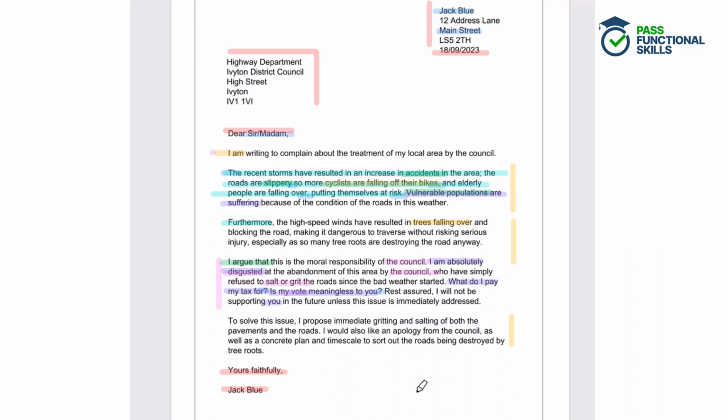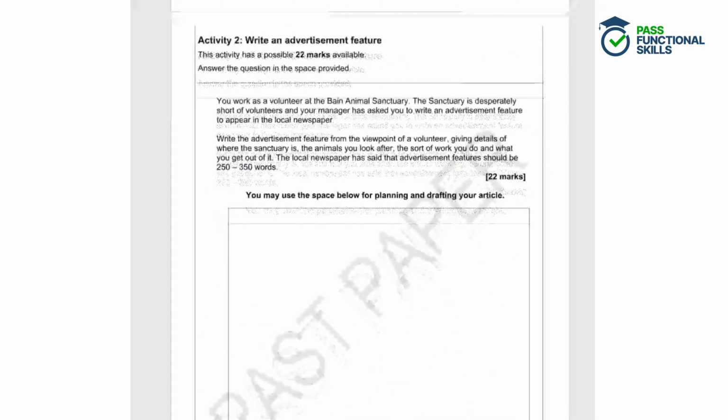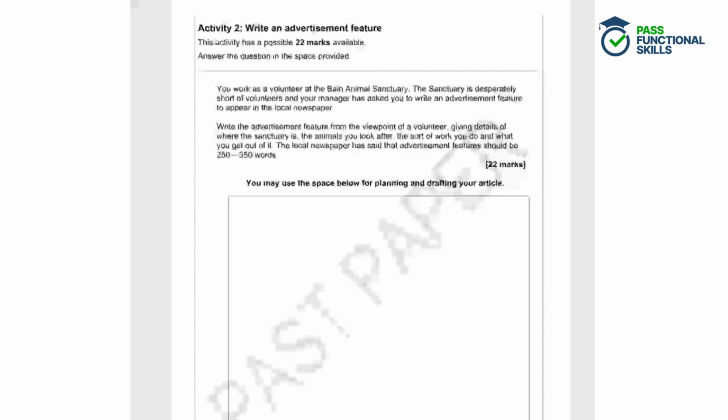So now you've seen this example, try writing your own response to this question and then check your answer against each of the points in the marking criteria. So pause the video if you want to do that now, or you can continue watching and we'll move on to question 2. So activity 2 says that you must write an advertisement feature.